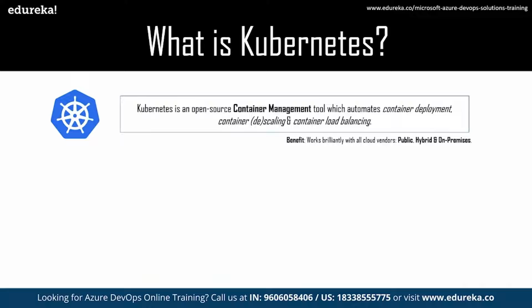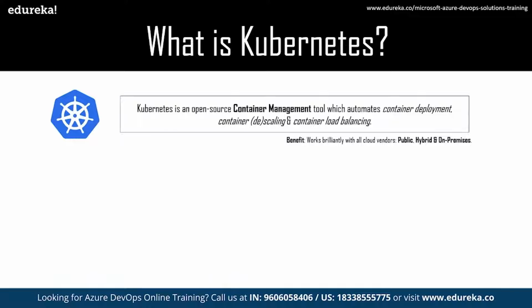So if you talk about Kubernetes, it is an open source container management tool which automates container deployment, container scaling, and container load balancing. So all the activities that we discussed, be it managing multiple servers, ensuring that all the containers are working together and able to communicate with each other, all the container management and orchestration happens using Kubernetes, and that is what it does. Okay. What is one of the benefits it offers? It works brilliantly with all cloud vendors, be it public, hybrid, or on-premise. Okay. And one of those popular cloud platforms, as I've mentioned, is Microsoft Azure, which we'll be discussing as we move further.